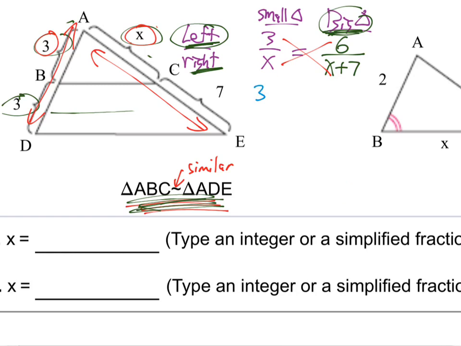So again, I went 3x plus 7, 6x. So I just went diagonal and diagonal and just laid them all flat like that. And then what do we do on the left side? Remember your algebra? A little bit. A little distribution there. 3x plus 21 equals 6x. We good to there?